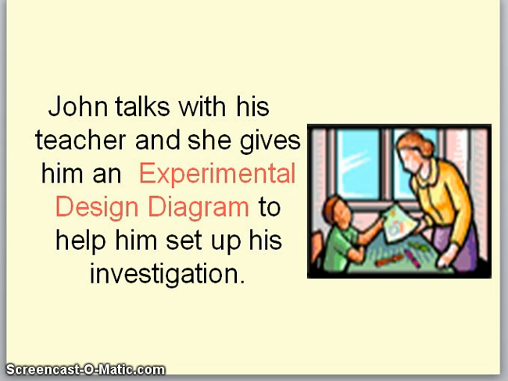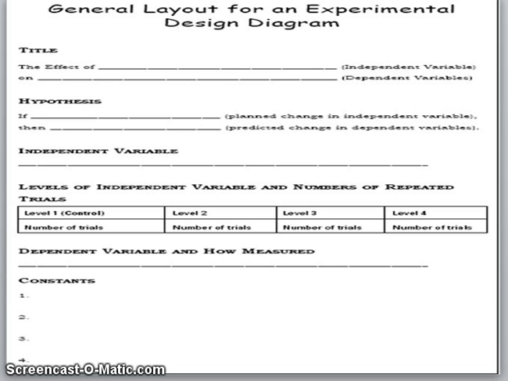When you come in, you're going to get what's called a design diagram, and as you can see on this slide, John talks with his teacher and she gives him an experimental design diagram to help him set up his investigation. The design diagram is kind of like an outline, like you would do for writing. You put your ideas down, and then when you put your project together, whether it's doing your experiment or after you're done with your experiment, you can use this to help put your display board together. So you'll see in here that we have a couple different things.